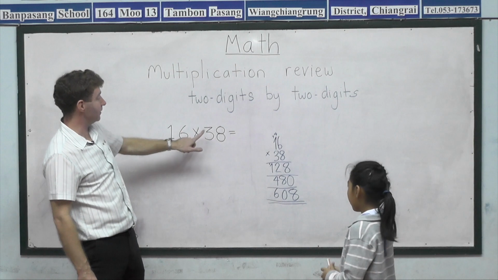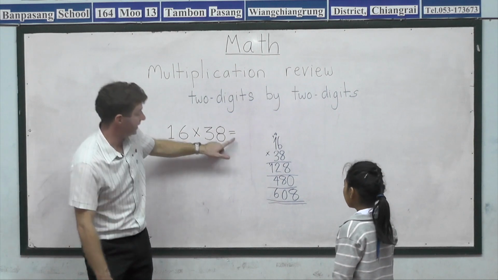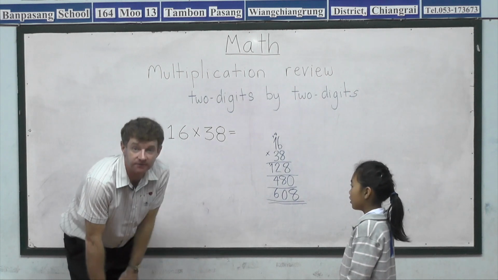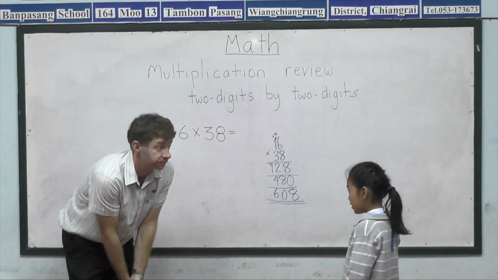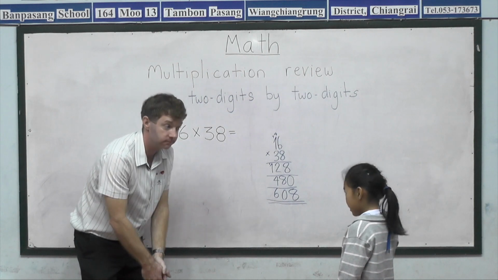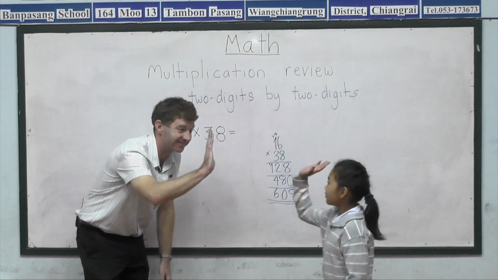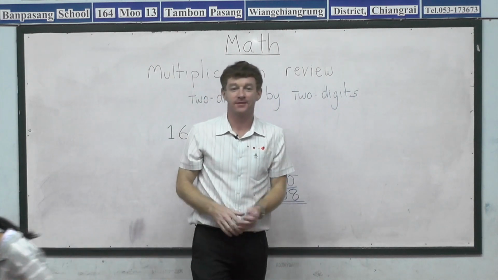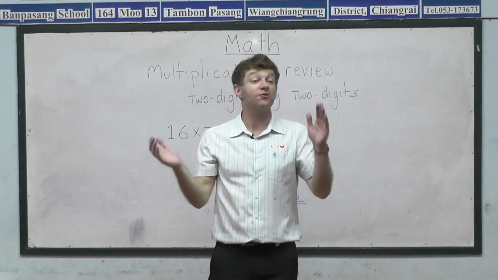16 times 38 equals 608. Is that correct? Yes. Are you sure? Yes. Nadia, are you really sure? Yes. Excellent, you're right. Round of applause for Nadia. That was brilliant. Well done. And round of applause for everyone, guys.